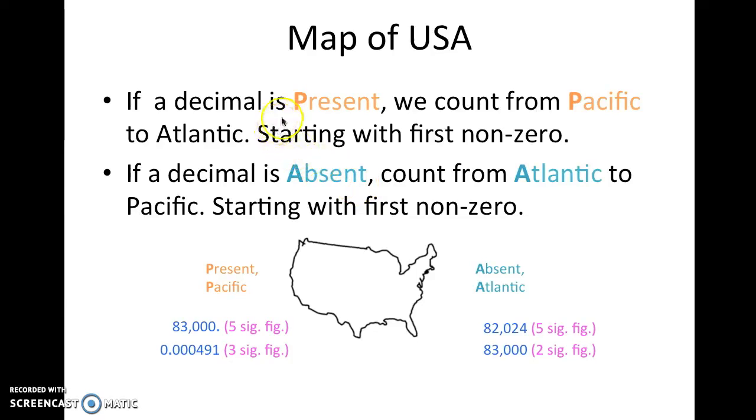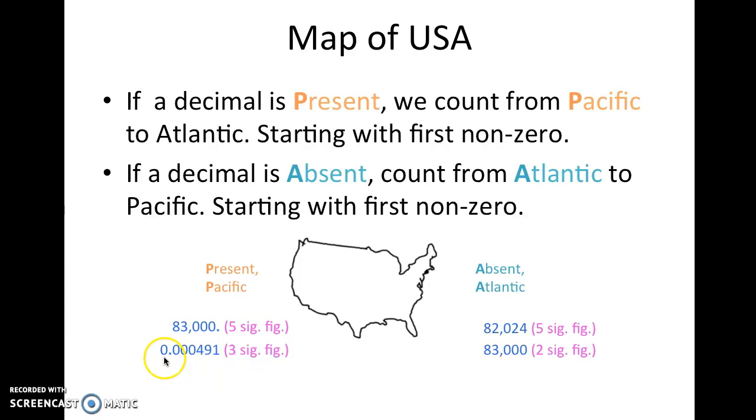And so the rule goes that if there's a decimal place present, notice the P, we count from the Pacific side, so from Pacific to Atlantic. And we always start with the first non-zero digit. So for example, in this number here, 83,000, we see there's a decimal place right there at the end. So I'm going to start from the Pacific side since there's a decimal place present, and I'm going to count over to the Atlantic, starting with the first non-zero digit, which in this case is the first digit. So that's 1, 2, 3, 4, 5 digits are significant.